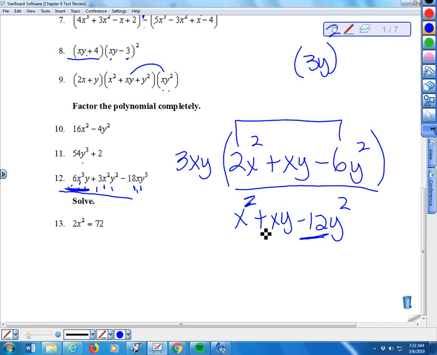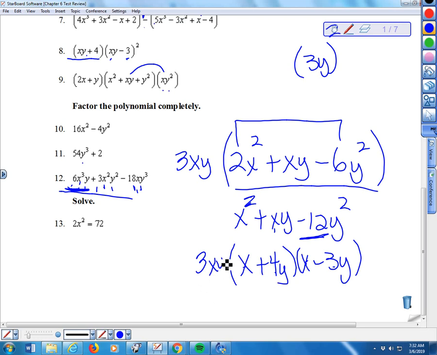So 4 and 3. x plus 4, and this would have to be 4y, and x minus 3y. And I could check it. x squared minus 3xy plus 4xy is plus 1xy, and then minus 12y squared. And then I can't forget the 3xy on the side.